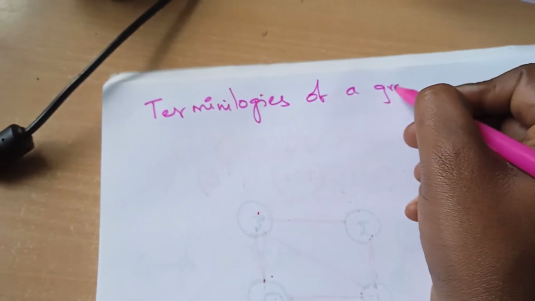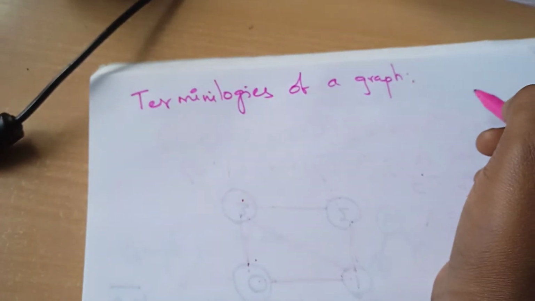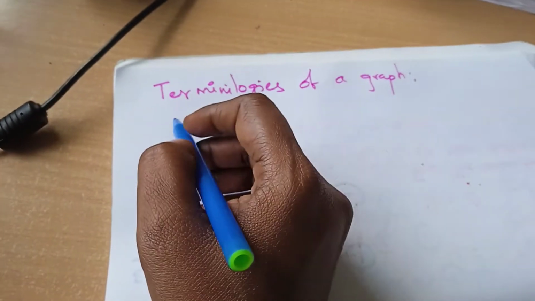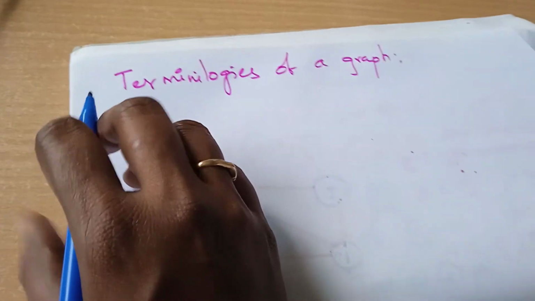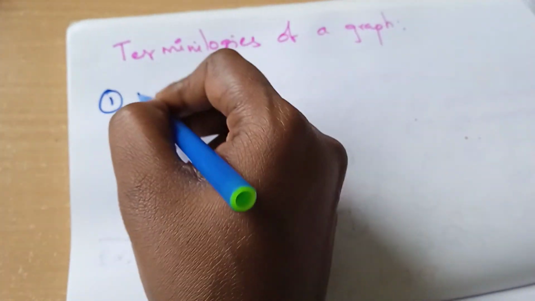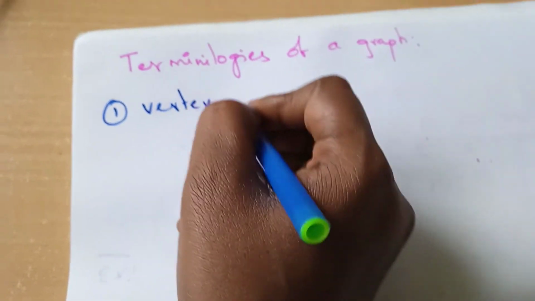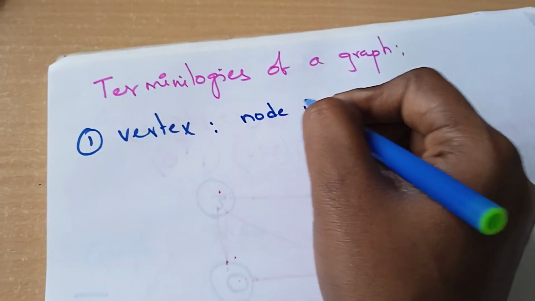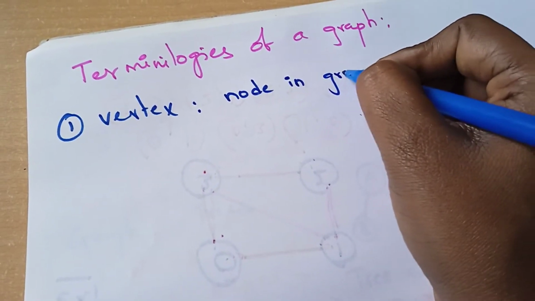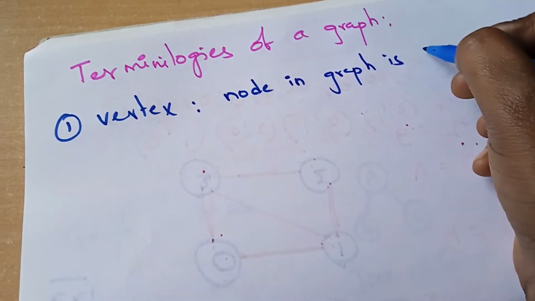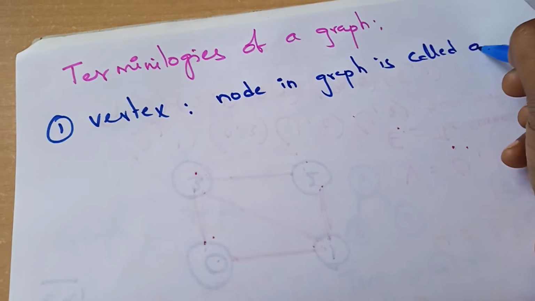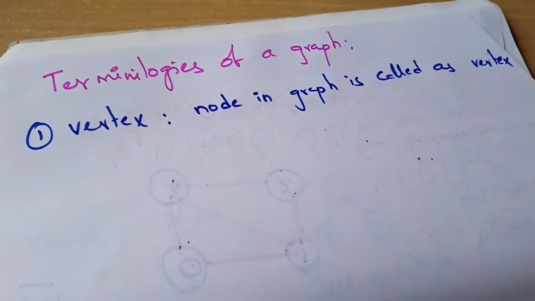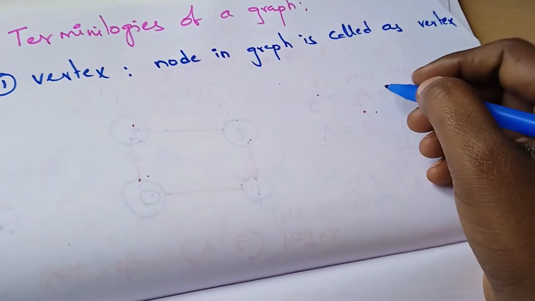Terminologies of a graph. The first terminology is vertex. What is a vertex? A node in a graph is called a vertex. Okay, now let us see the example.